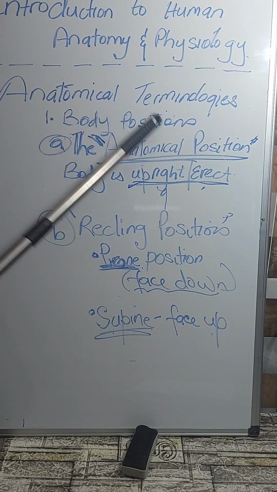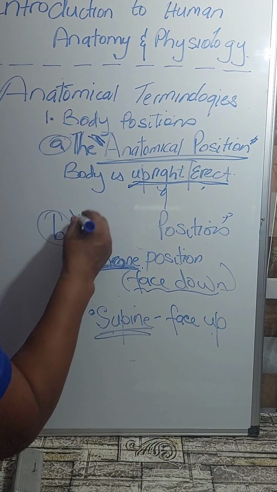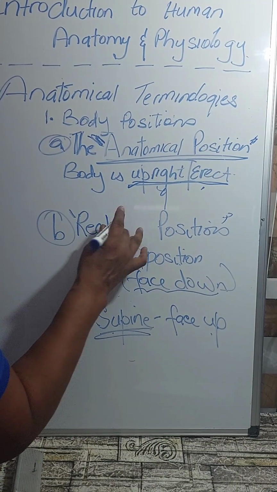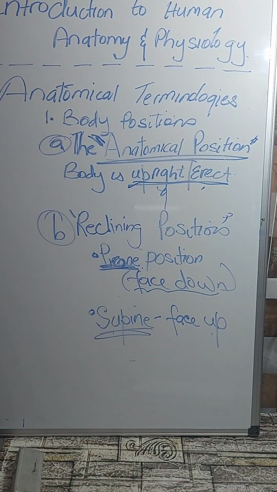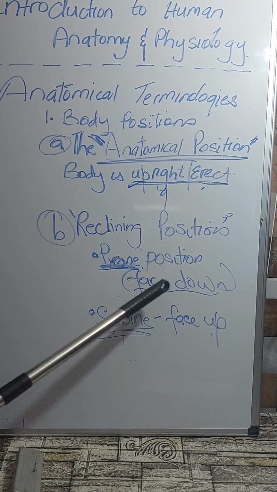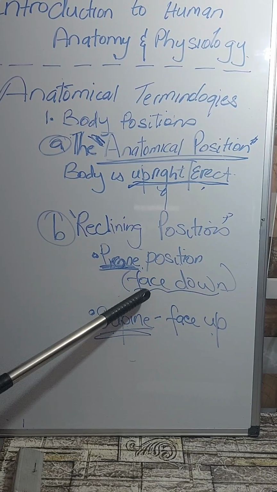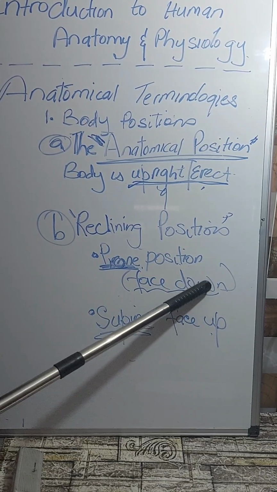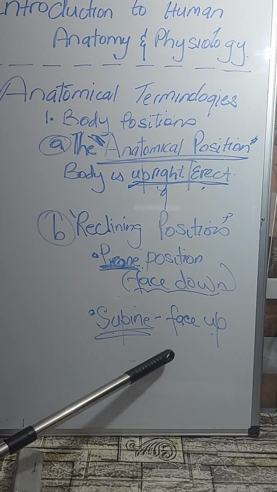Other body position terms that you will come across: reclining. Reclining position. So we have the prone position and the supine position. In the prone position, you are laid on your belly, facing down. So prone means down. Your face is down. In the supine position, your face is up.